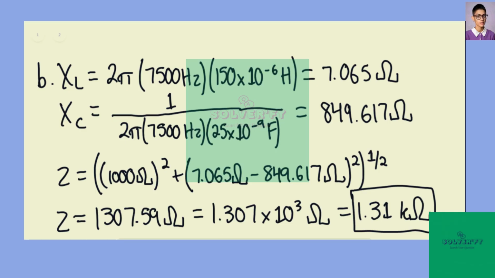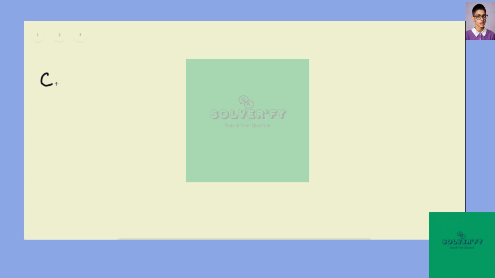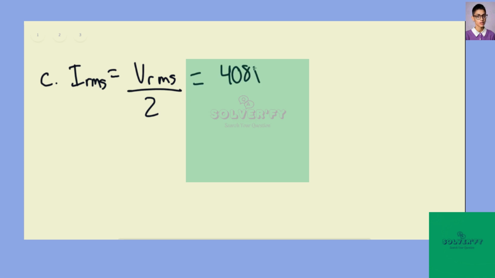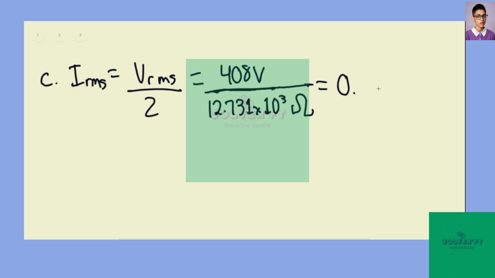For part C, the root mean squared current would be equaling the root mean squared voltage divided by the impedance. And so this would be equaling 408 volts divided by 12.731 times 10 to the third ohms. And we find that the root mean squared current would be 0.032 amps. Again, this would be for 500 hertz.